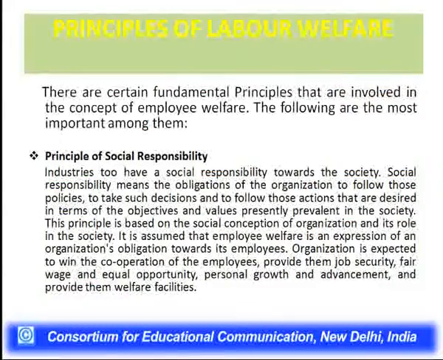Because of this principle, social responsibility towards society means the obligation of the organization to follow those policies, take up those decisions and follow those actions that are desired in terms of the objectives and values prevalent in society. This principle is based on the social conception of organization and its role in society.